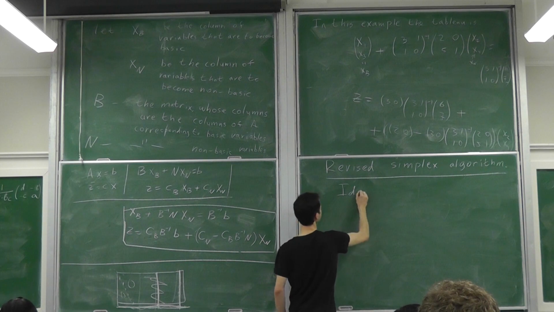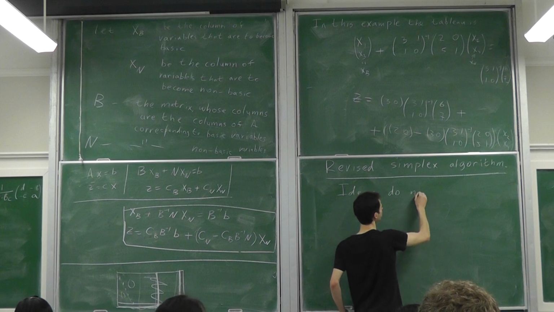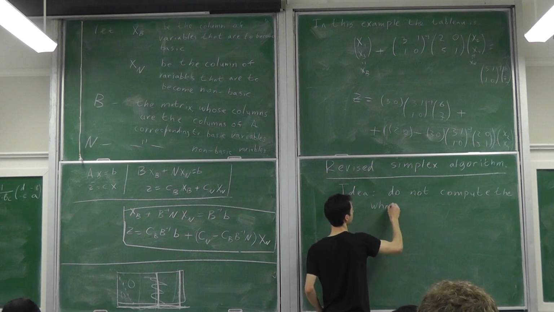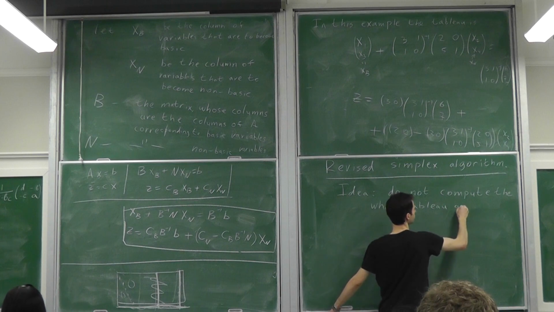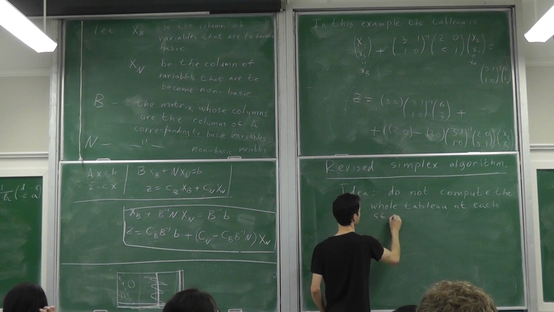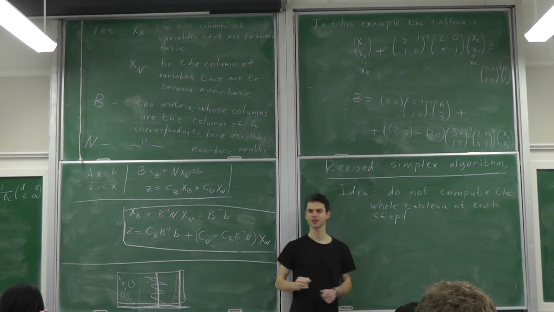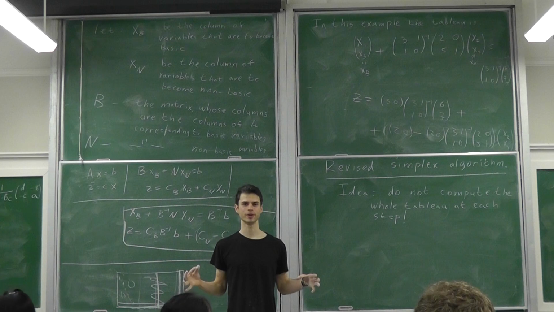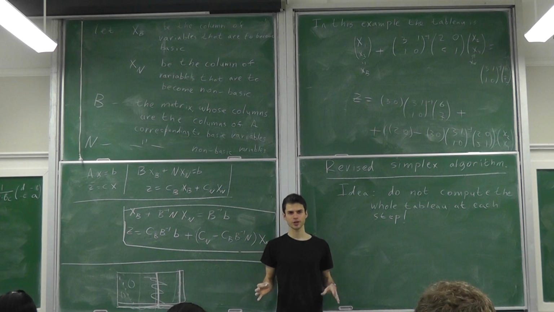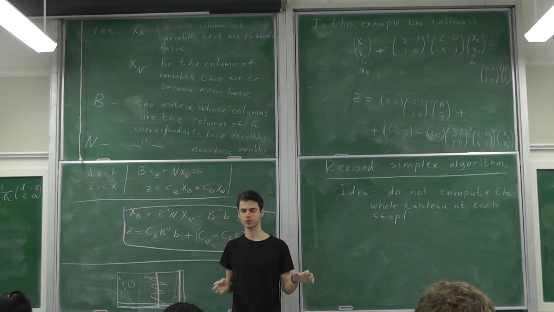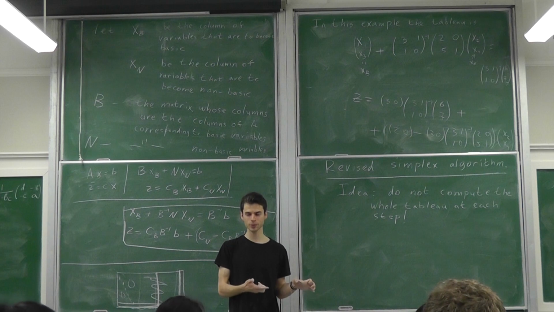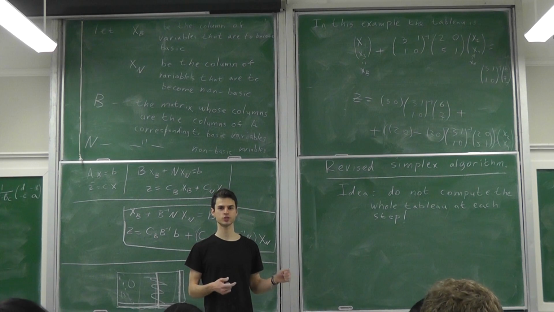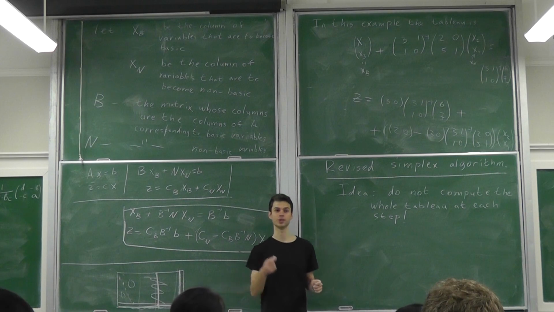The idea is do not compute the whole table at each step. So in the usual simplex algorithm, at each step we write down the whole table. But it turns out that you don't have to. If you just know the variables which you want to be basic and the variables which you do not want to be basic, well, you have to use only part of the table to decide what is the next iteration. Which variable will enter the basis and which variable will leave the basis.